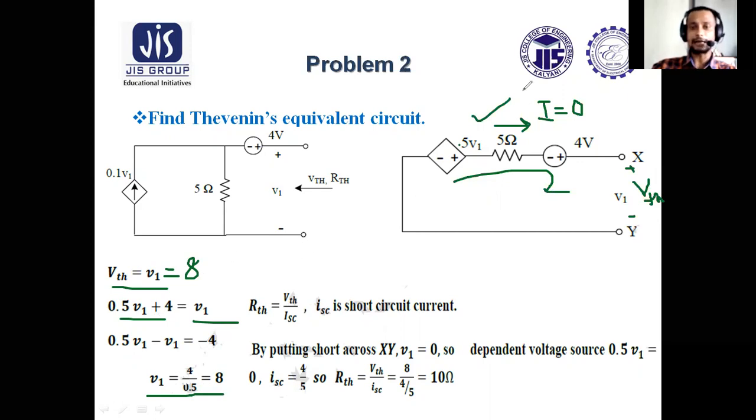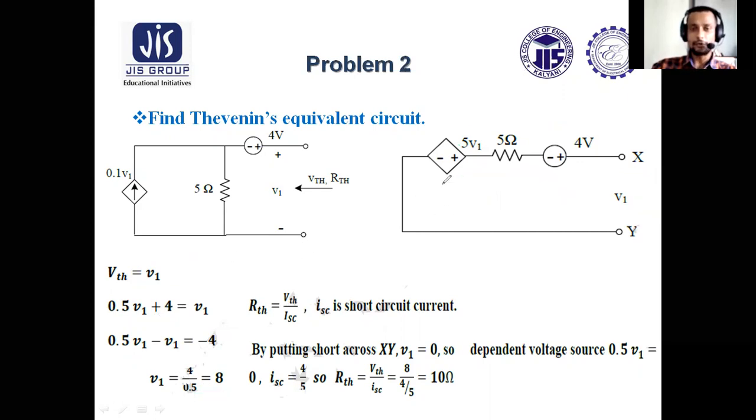Now how to find RTH? For dependent sources, RTH can be calculated by this formula, VTH by ISC. VTH is 8 volt. Now ISC means what? While you were finding VOC, that is the open circuited voltage; while you are finding ISC, that means the load terminal has to be shorted first, then find ISC through this.